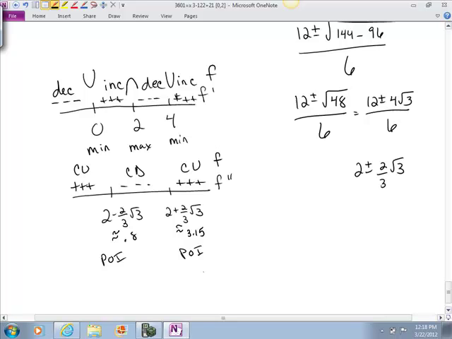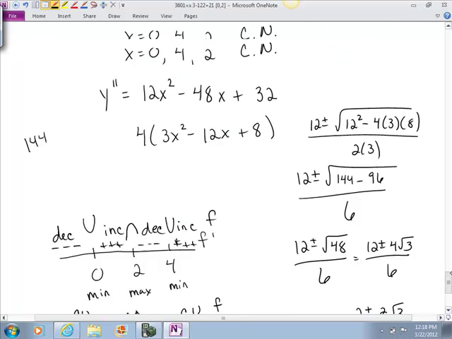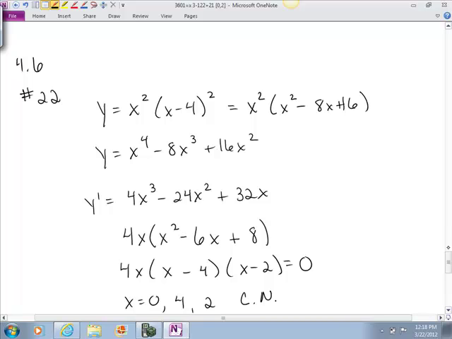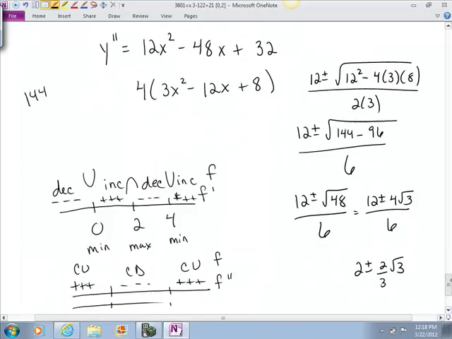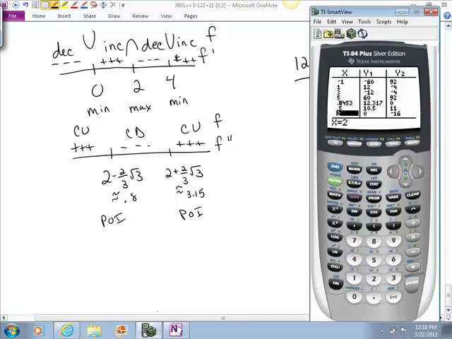Okay, and then the end behavior of this function is that it's going to be increasing to the left and the right, because the 4th power is the highest degree, so it's an up, up.